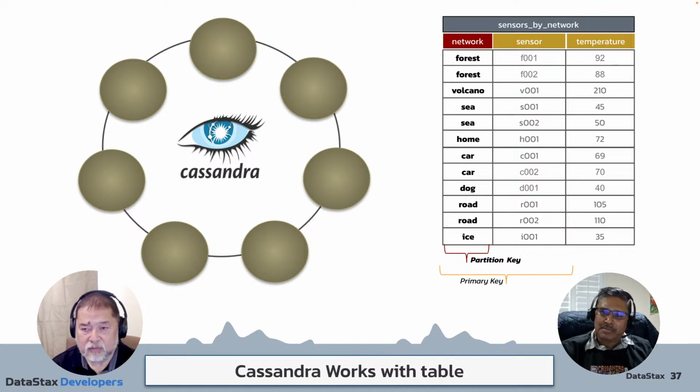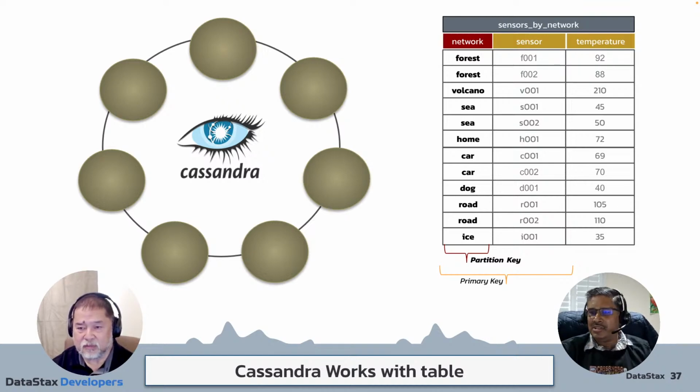And the clustering column comes into the picture when you see, for example, if you look at this data diagram on the right side, the network is what your partition key is. In network, you can see that forest repeats a couple of times, and forest has multiple sensors. So these are basically the temperature sensors you spread across different regions. You have something called forest, and you have multiple sensors there. Each sensor will capture a temperature at a given point in time.